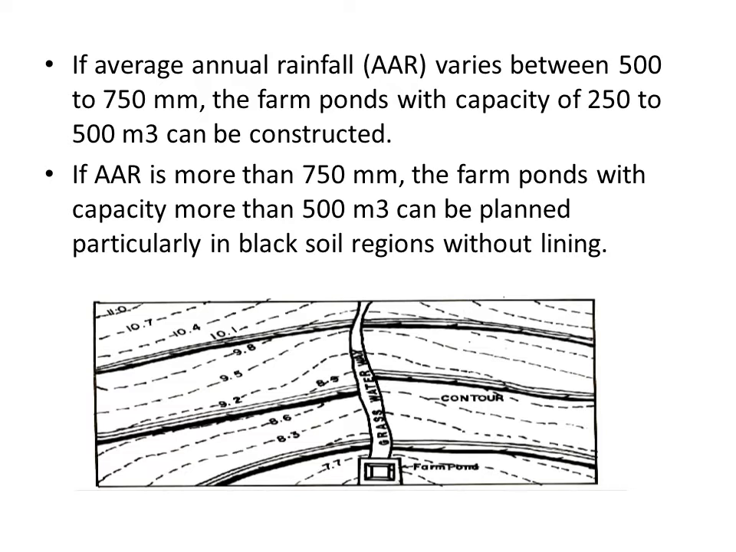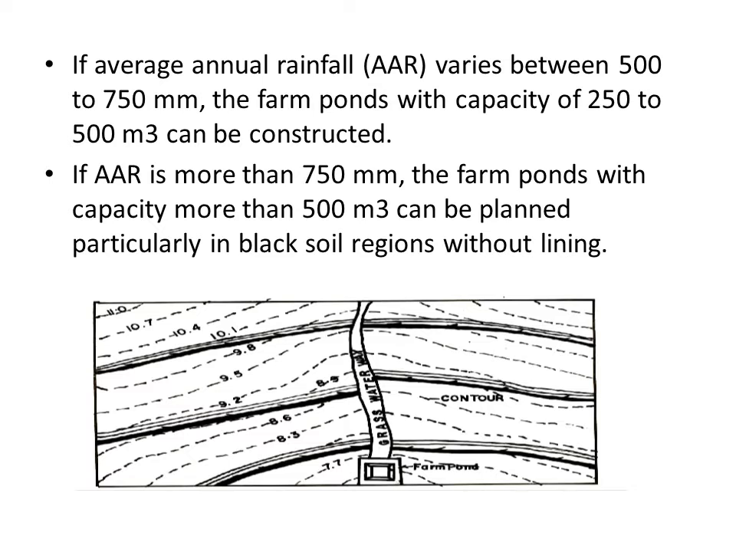If the annual rainfall varies between 500 to 750 mm, farm ponds with a capacity of 250 to 500 meter cube can be constructed. If the average annual rainfall is more than 750 mm, farm ponds with a capacity of more than 500 meter cube can be planned, particularly in black soil regions without lining.